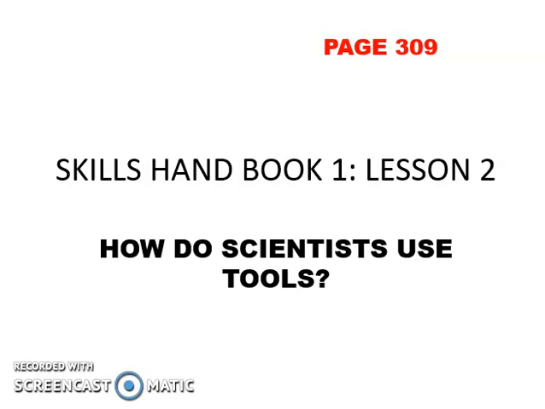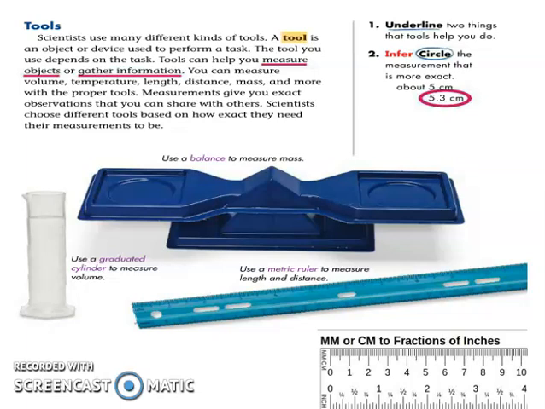Our topic for today is how do scientists use tools? That is on page 309 of your book. Scientists use many different kinds of tools. A tool is an object or device used to perform a task. The tool you use will depend on the task that you'll be doing.